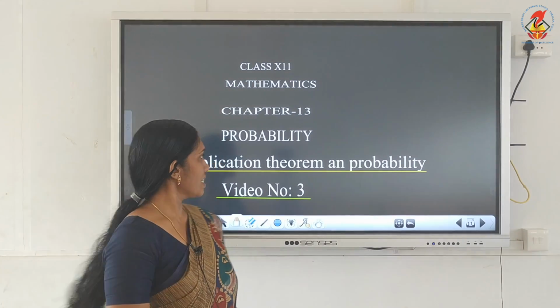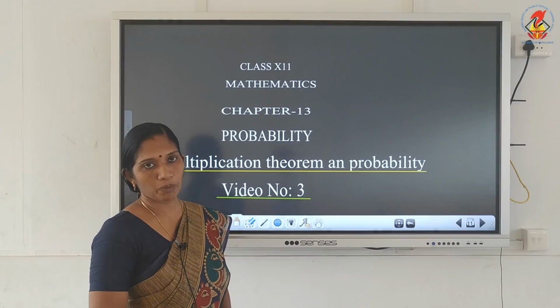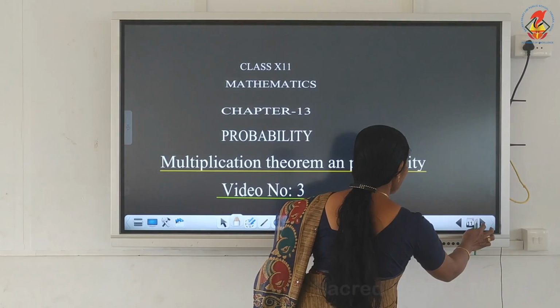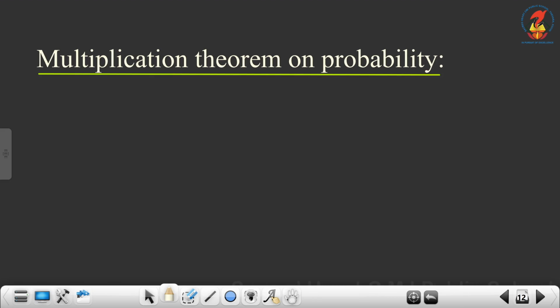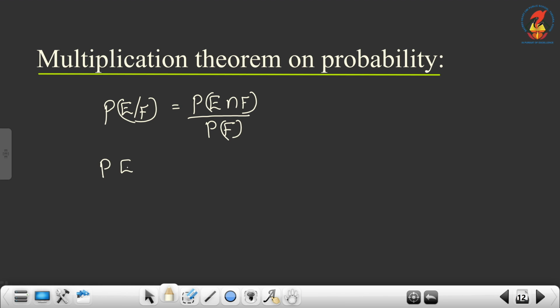The next topic is multiplication theorem on probability. So we have seen what P of E given F is. P of E given F is equal to P of E intersection F divided by P of F, provided P of F is not equal to 0. So we can write P of E intersection F is equal to P of E given F into P of F.